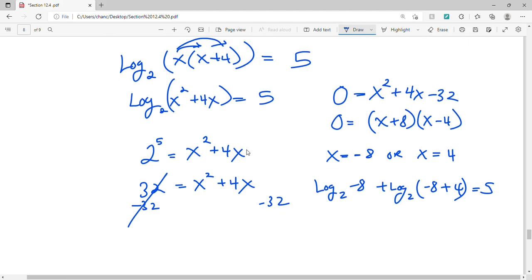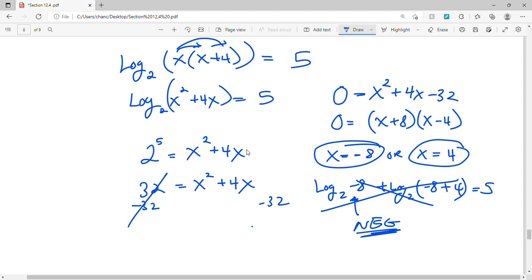Stop there. This does not work because you have a negative. This fails. X equals negative 8 fails. That's a bad solution. I don't even have to go any further. Inside a log is a negative answer. We stop there. But you got to check the other one as well.